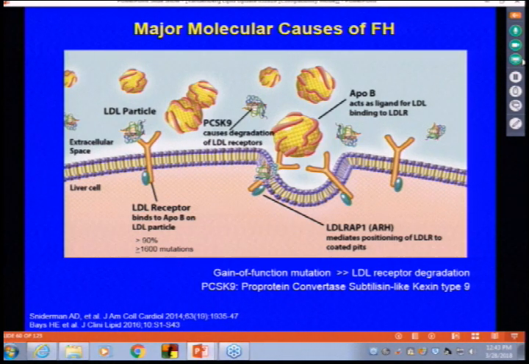That's the most common. We already talked about the gain of function mutation for PCSK9 when we talked about the inhibitors. And the third is you have a problem with the ApoB. That's that marker that's on the LDL that sends a signal to the receptor that it's me, take me in. If you have faulty ApoB, the LDL won't be recognized.